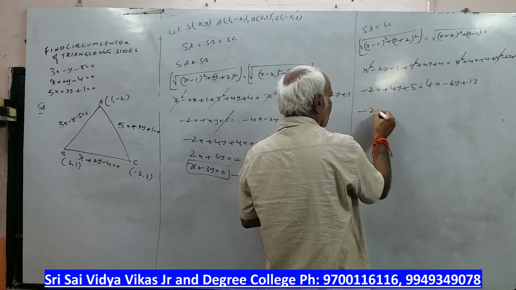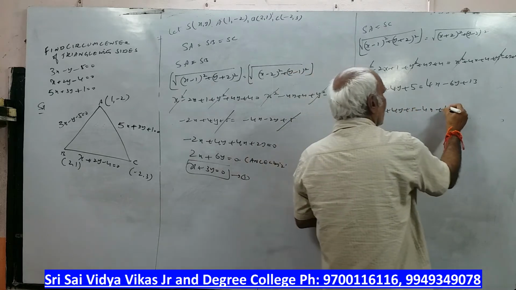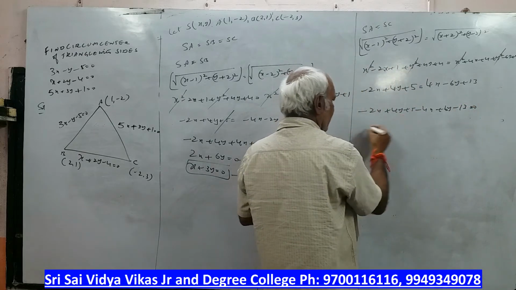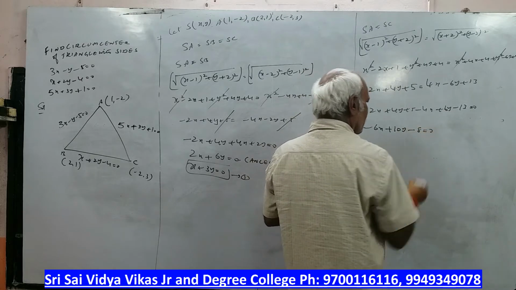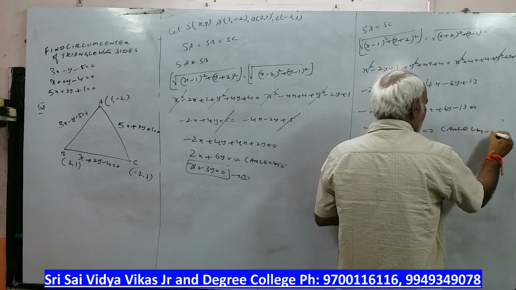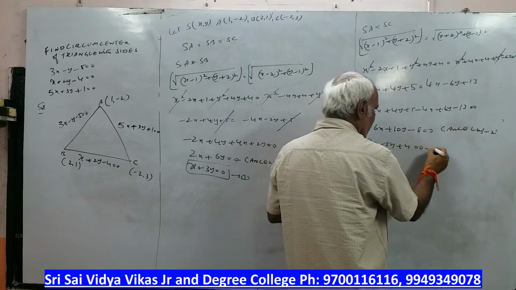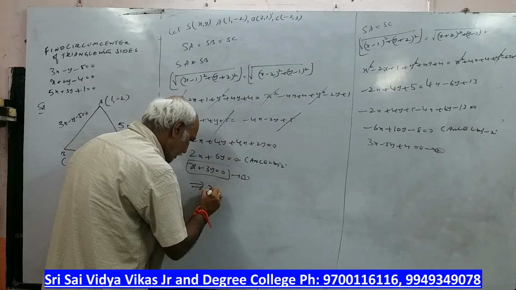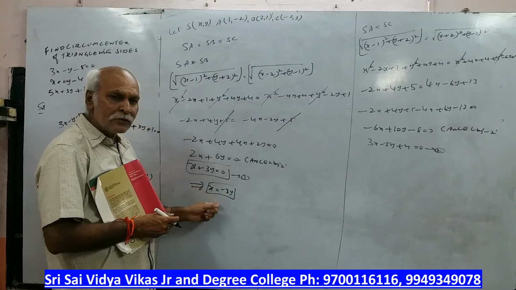Bring the term this side. Minus 4x plus 6y minus 13 is equal to 0. So this becomes minus 6x plus 10y minus 8 is equal to 0. Cancel by minus 2. Minus 2, so what will happen? 3x minus 5y plus 4 is equal to 0. Second equation. Now from the first equation, x is equal to minus 3y. What is the first equation? x is equal to minus 3y.